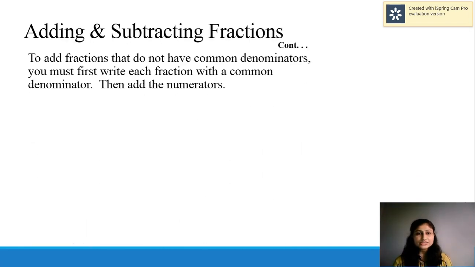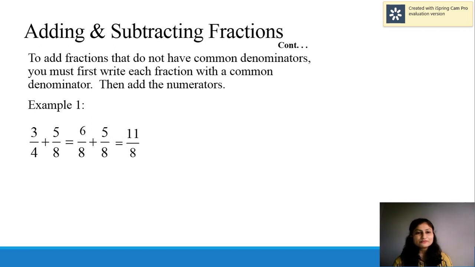To add fractions that do not have common denominators, you must first write each fraction with a common denominator. Then add the numerators. So the example is 3 upon 4 plus 5 upon 8. First we make the denominators equal. 3 upon 4 now becomes, 4 multiplied by 2 is 8 and 3 multiplied by 2 is equal to, yes, it is 6. And 6 upon 8 plus 5 upon 8 is equal to 11 upon 8. 11 divided by 8 is equal to 1 integer 3 upon 8.